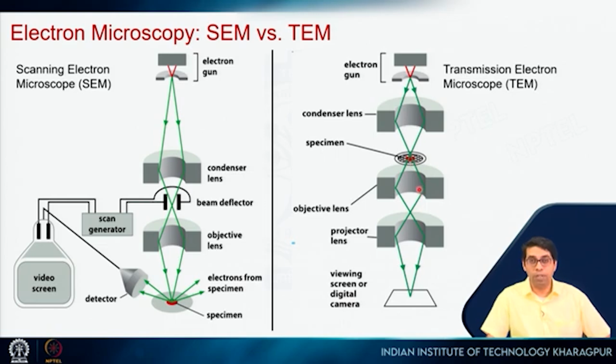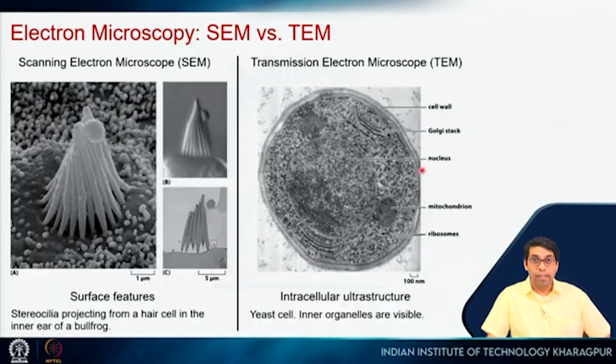So, you have to cut your specimen into very thin slices using special instruments called microtome, and they are around 100 nanometers or 200 nanometers in thickness, and that is what you put here, right. And then we see images like this. So, using SEM, this is a stereocilia projection from a hair cell in the inner ear of a bullfrog, right.